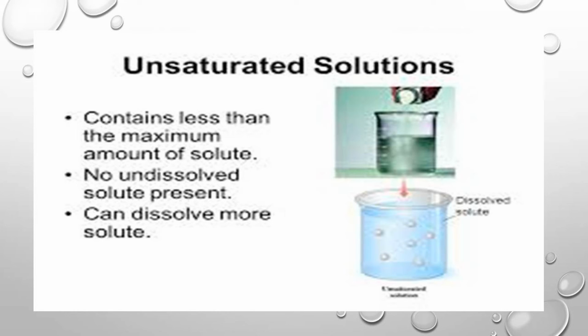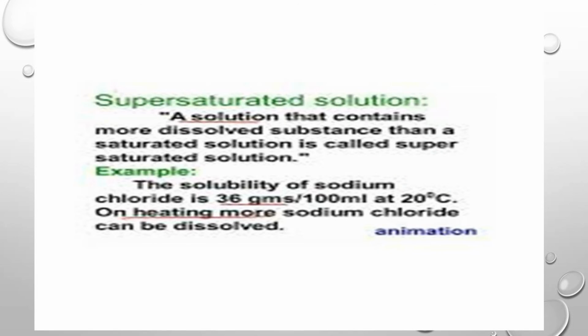Next we are going to the unsaturated solution. What is meant by unsaturated solution? An unsaturated solution has less solute than the saturated solution. For example, for the saturated solution I take 36 grams. Less than that, 10 grams or 20 grams or 30 grams of sodium chloride dissolved in 100 grams of water at a given temperature of 25 degrees Celsius, is called an unsaturated solution.